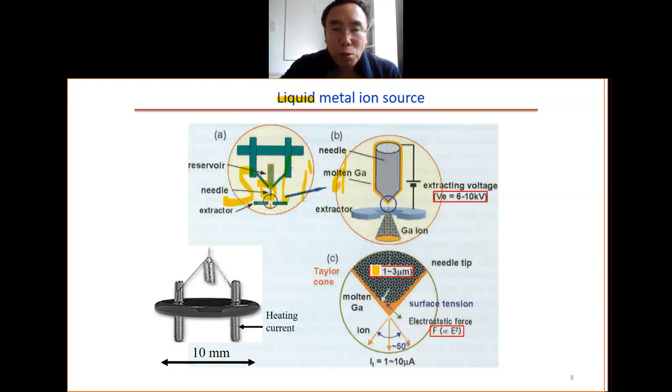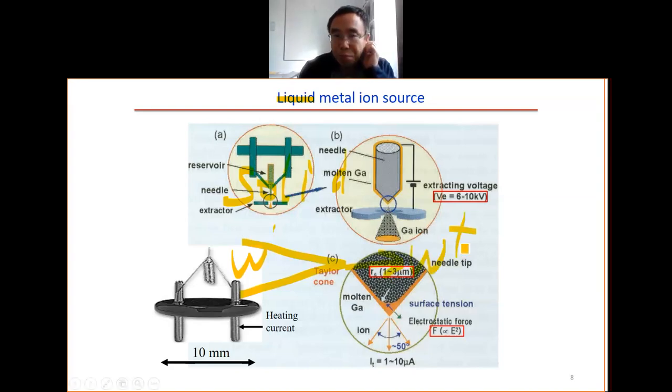For example, if we don't have this molten gallium, and we have just a very sharp tungsten tip. So this is the tungsten, no gallium. Will there be emission or not? Will there be tungsten ions coming out? So there will be. But the problem is, what is the difference?